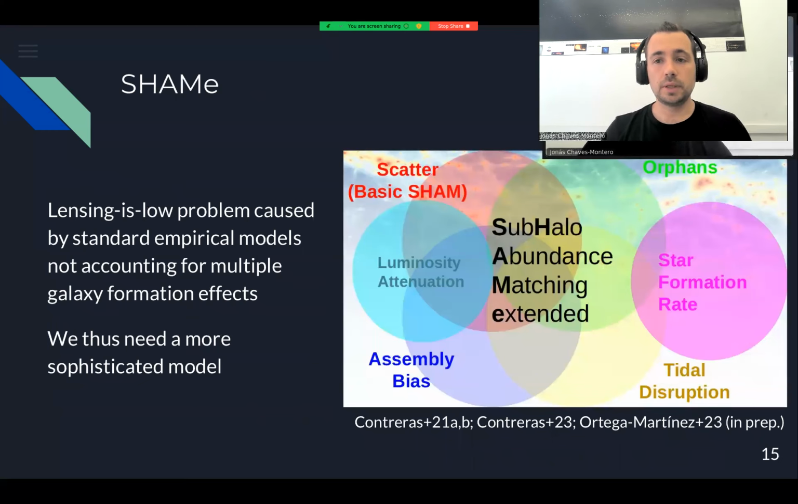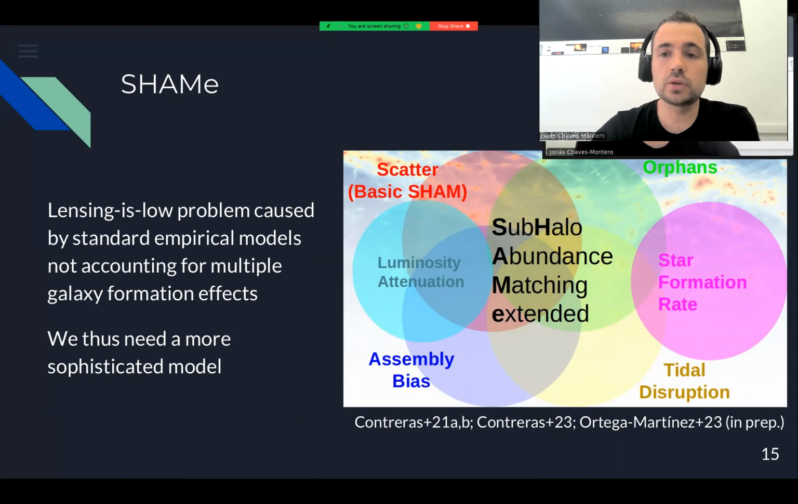Now that we know the origin, the next thing that we did was to try to solve the problem, not only in simulation, but also in observations. Because the origin of the problem is that the standard empirical models are not good enough for fitting galaxy clustering and galaxy-galaxy lensing jointly, what we did was use a more sophisticated model. We selected the subhalo abundance matching extended. That is a subhalo abundance matching model with additional prescriptions for modeling the distribution of satellite galaxies. It also incorporates galaxy assembly bias.